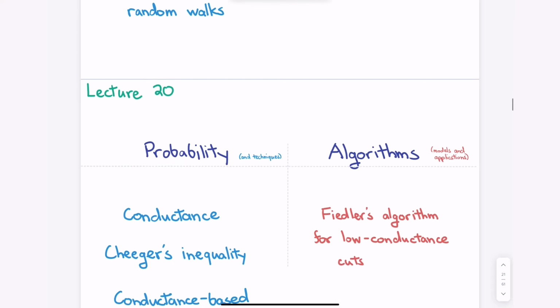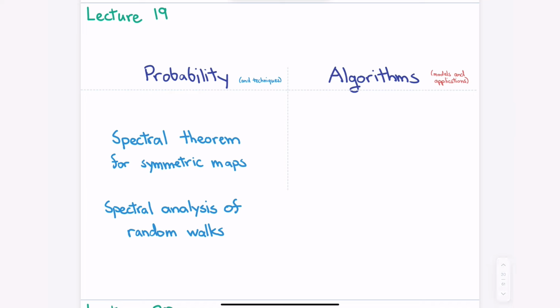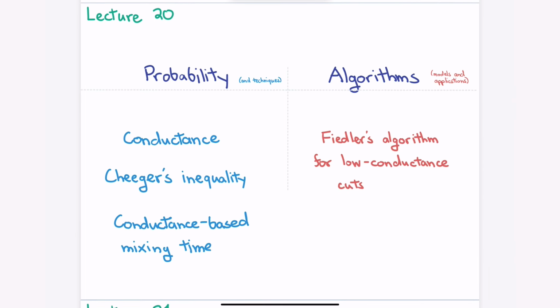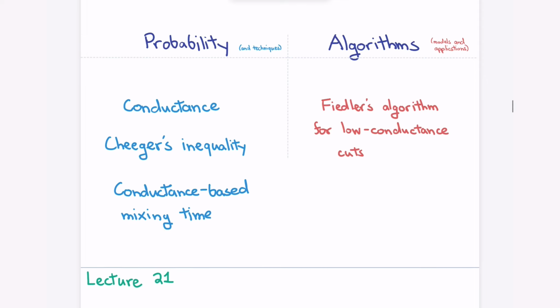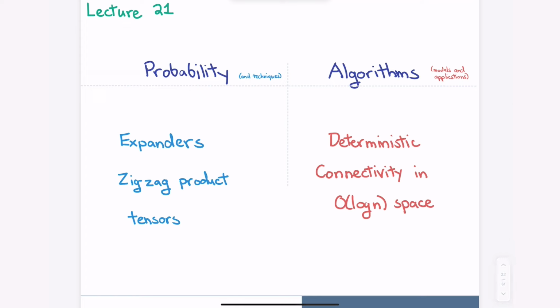Since then, we did more random walk stuff, like the spectral theorem, where we focused on the rate of convergence in an undirected graph to the stationary distribution. That'll be relevant today. We also talked about connections to conductance and low conductance cuts, and connections between that and eigenvalues.